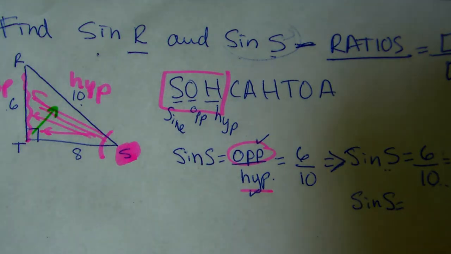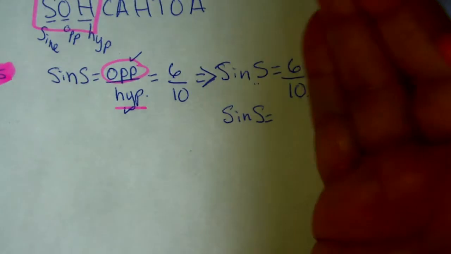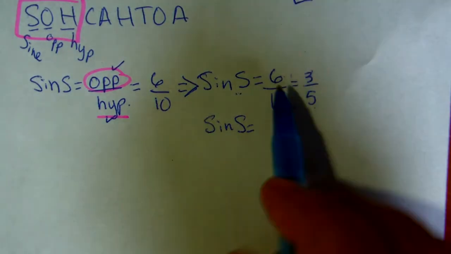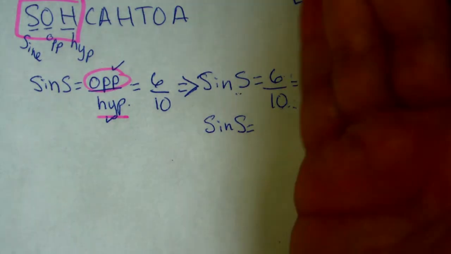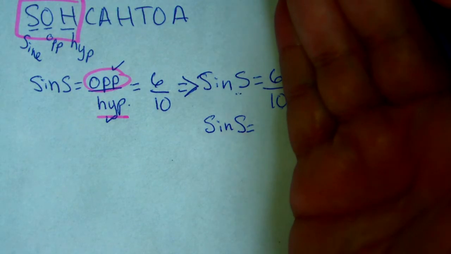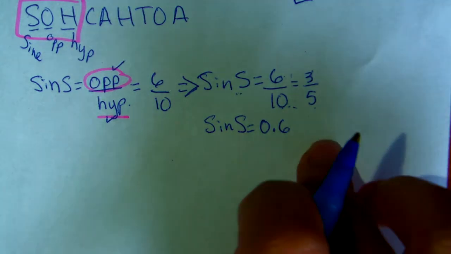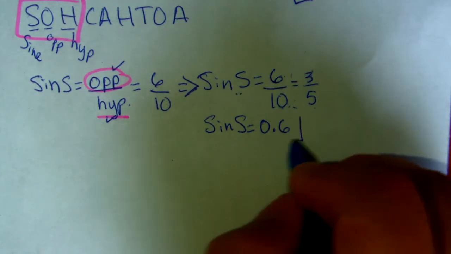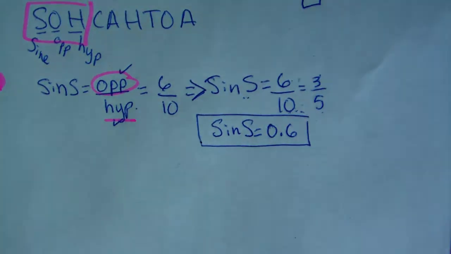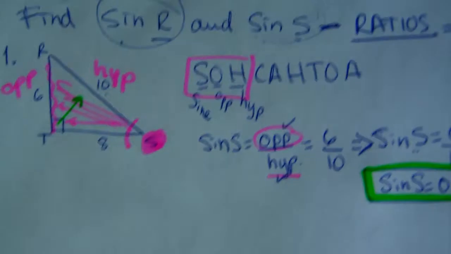If you put this on the calculator, or you can go straight from here, okay? Sorry. If you go straight from here, I already simplified the fraction. 6 over 10 simplifies as 3 over 5. You can go straight here and just put 6 over 10, and it's going to give you 0.6. It's a final decimal. It's not repetitive. It's a terminating decimal. So this is your answer for sine of S. Okay. All right. Now let's get the sine of R.